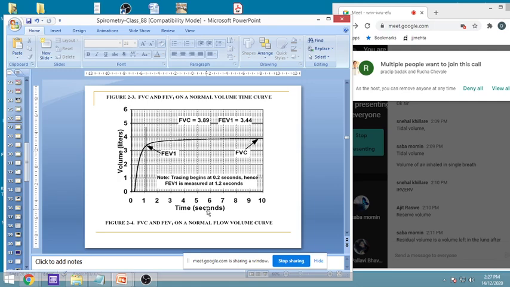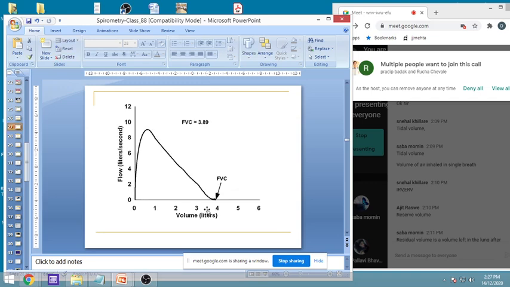Okay. The tracing begins at 0.2 seconds. So here it is done at 1.2 seconds. That was the actual measurement.